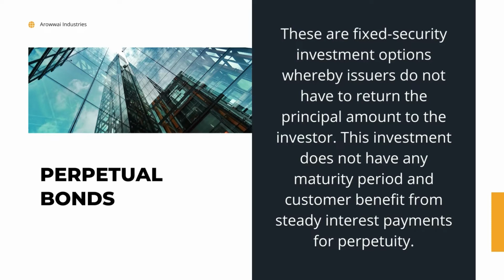The next one is perpetual bond. Perpetual bonds are fixed security investment options whereby issuers do not have to return the principal amount to the purchaser. Okay, so this is for an infinite term. This investment type does not have any maturity, and customers benefit from steady-state interest payments. These debt instruments are also known as consol bonds or PERP.